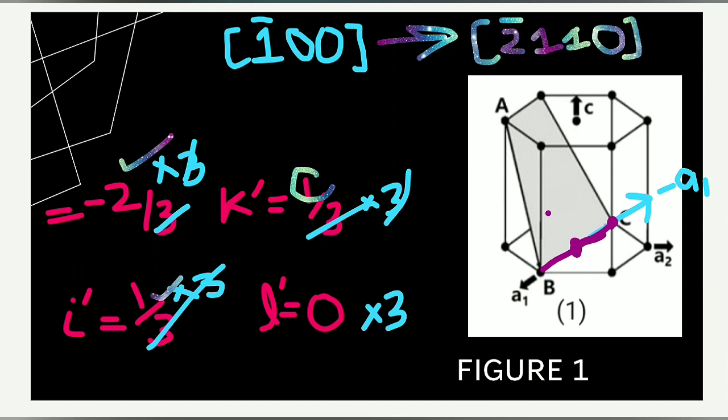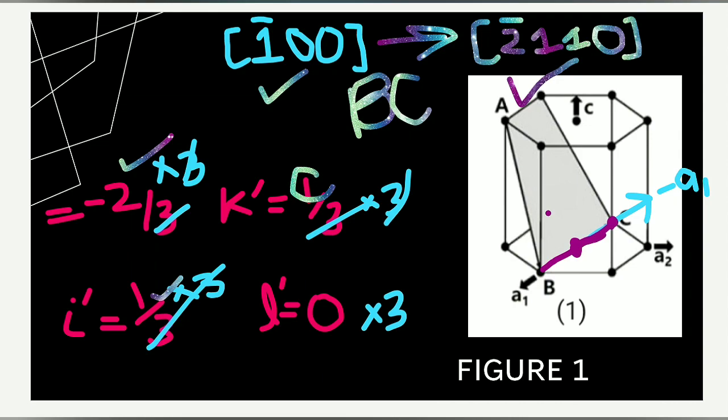These are the final Miller-Bravais indices for direction BC. So in figure 1, we have found Miller indices as well as Miller-Bravais indices for AB and BC directions. These are Miller indices and these are Miller-Bravais indices for BC direction.